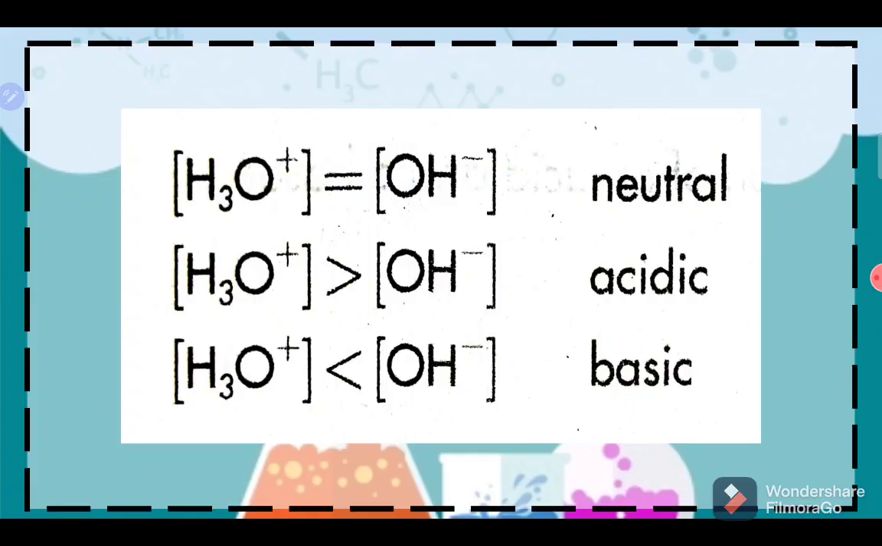Next. When the solution is neutral, the hydronium ion is equal to the hydroxide ion. When the solution is acidic, the hydronium ion is greater than the hydroxide ion. And when the solution is basic, the hydronium ion is less than the hydroxide ion. So just remember this diagram in identifying whether a certain solution is neutral, acidic, or basic.